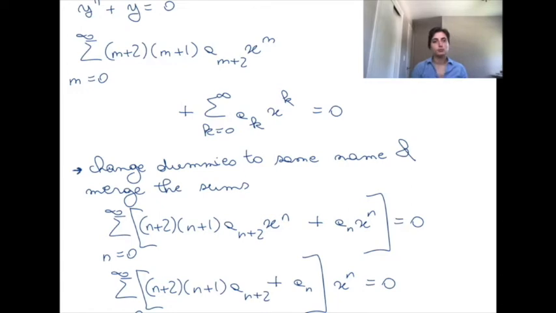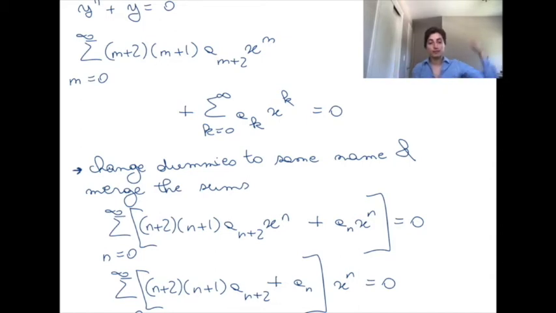So let's go back to our ODEs. We have y second derivative plus y equal to 0. We replace the second derivative inside. We replace y with its power series. And we change the dummies to have the same name. So we think we can merge the sums together.